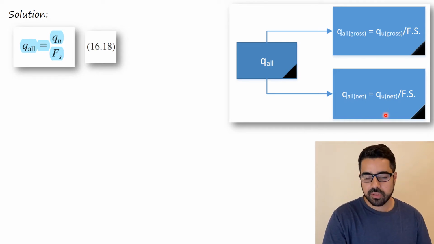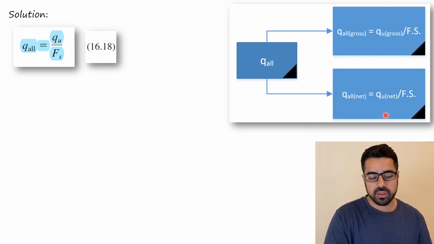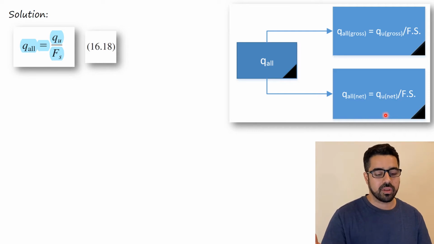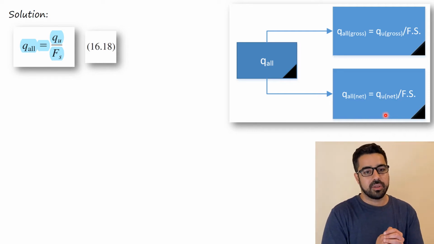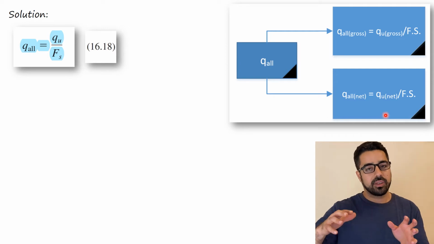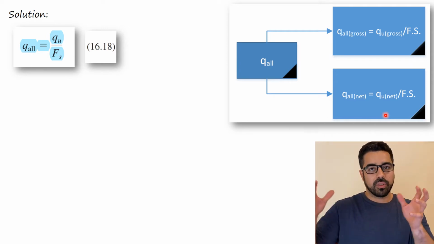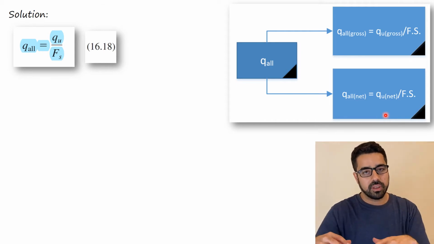So what's the difference between the gross bearing capacity and the net bearing capacity is basically the soil effect, the pressure that comes from the soil. When we say it's net, basically we're trying to exclude the pressure that comes from the soil, the one that is on top of the footing.